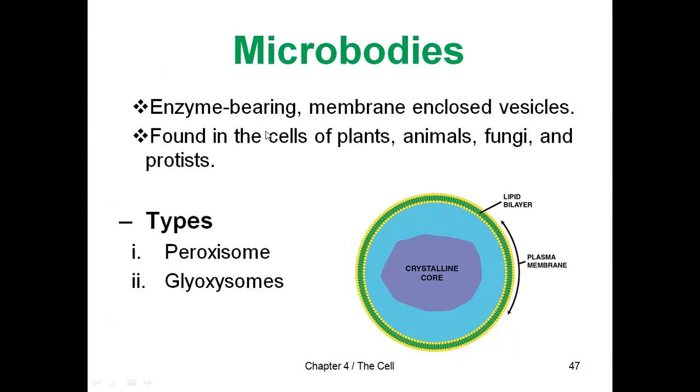Now, what are microbodies? They are enzyme-bearing single membrane enclosed vesicles which are produced by the Golgi complex. They are found in the cells of plants, animals, fungi, and protists. Glyoxysomes are predominantly found in plants.